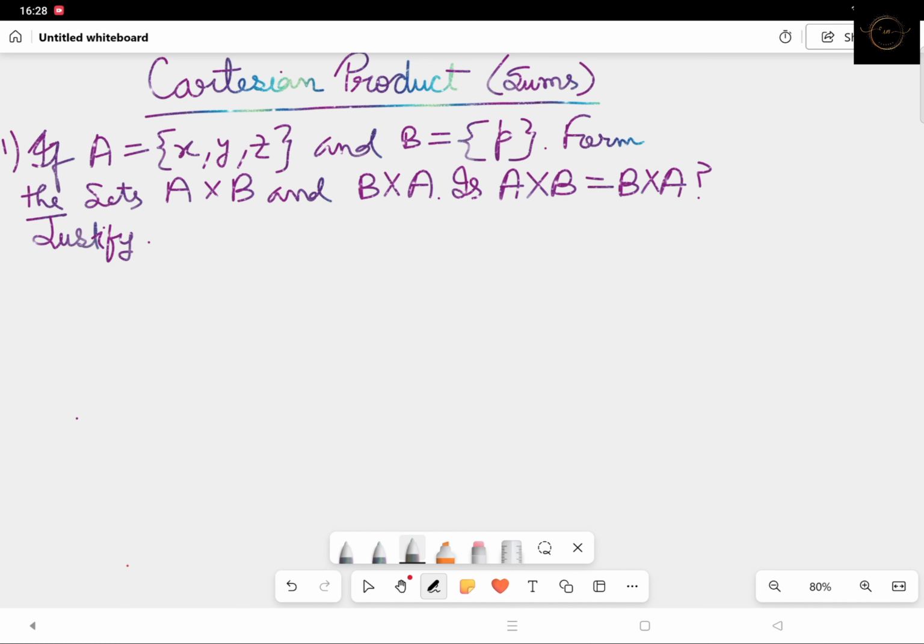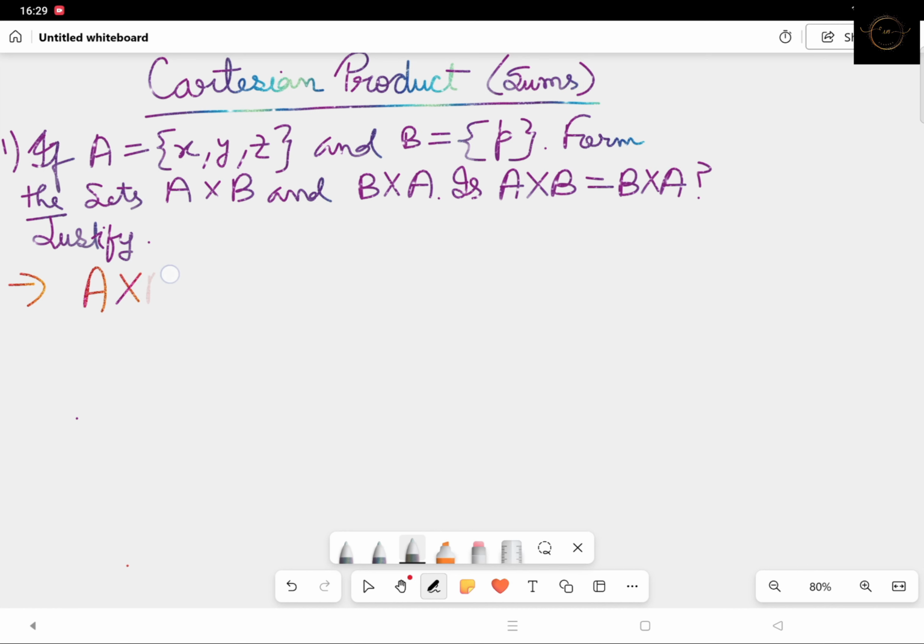So here on the board is the first sum written. If set A equals {x, y, z} and B equals the singleton set {p}, so it's a singleton set, you have to form the sets A into B and B into A. Is A into B equal to B into A? Justify. So what you have to find out is the Cartesian product of the sets A and B, that is, the ordered pairs. So let's start with the sum.